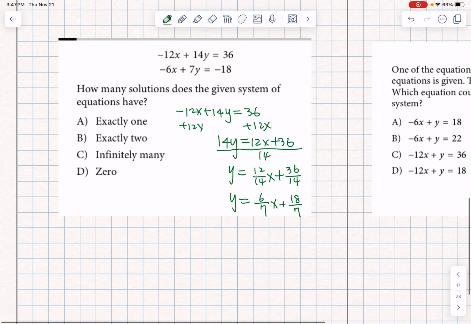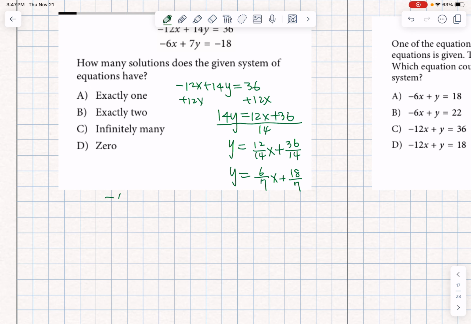The next one is negative 6x plus 7y equals negative 18. For slope-intercept form, solve for y: add 6x on both sides, so 7y equals 6x minus 18. Divide everything by 7, so y equals 6 over 7 x minus 18 over 7.